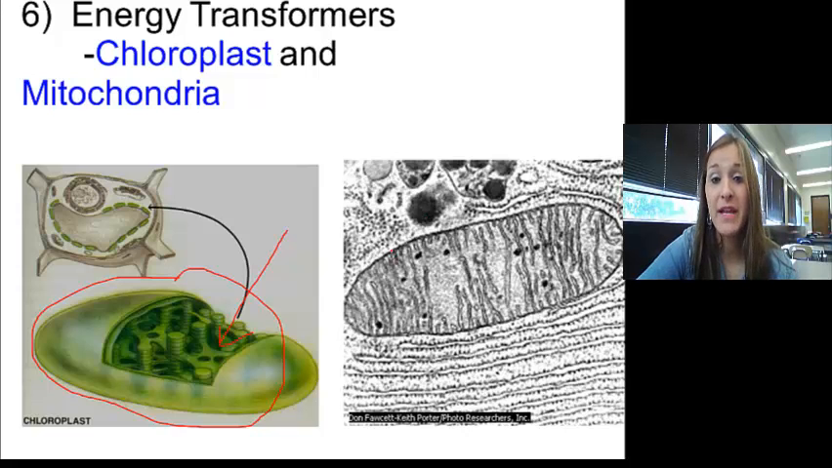But we have mitochondria, which look like these rod-shaped organelles here. They have all of these folds, and what they do is they take the sugar that we eat and make it into a form of energy that our cells can use. So these are energy transformers, changing energy.